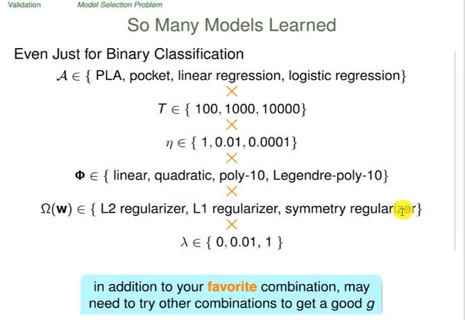We can consider an L2 norm regularizer, L1 norm regularizer, or symmetry regularizer. We need to choose one of three, and each regularizer comes with a lambda parameter, which also needs to be selected properly. All these different settings of hyperparameters can multiply or sum up and result in 729 different settings of models. And in addition, you may want to try other combinations to get a good g, or model hypothesis.